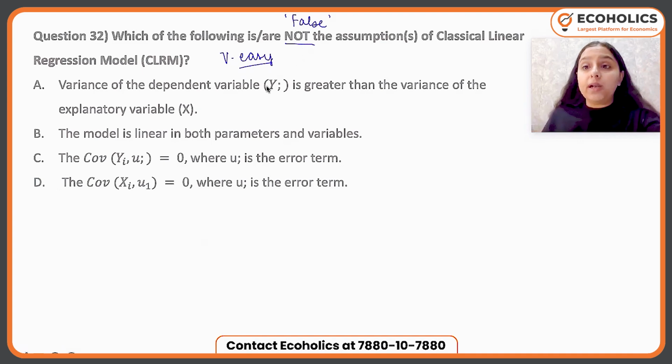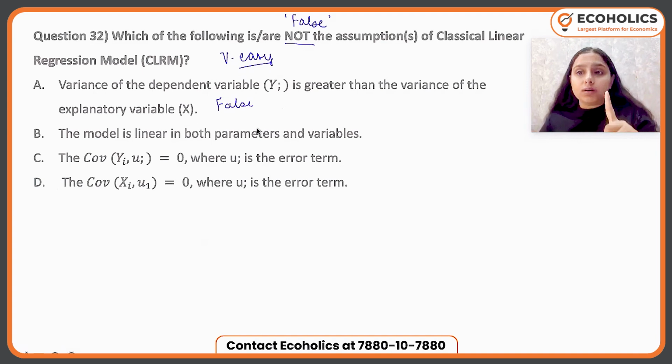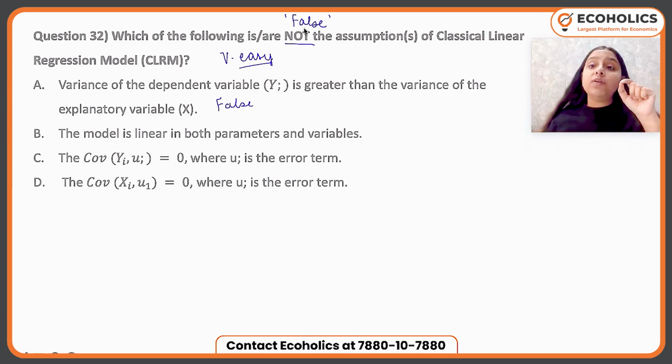The variance of the dependent variable y is greater than the variance of the explanatory variable x. No assumption mentions the variance of y and x and their comparison. So this is not an assumption, so it's a false statement. Now here comes the trap. When you're trying to find the false statement, many students tend to write true here. They say, because this is not an assumption, this should be included in my answer, so I will write true. Don't go with that. Lastly you select, because I have mentioned at the top that false statements will be your correct options. So you write false next to the statement.